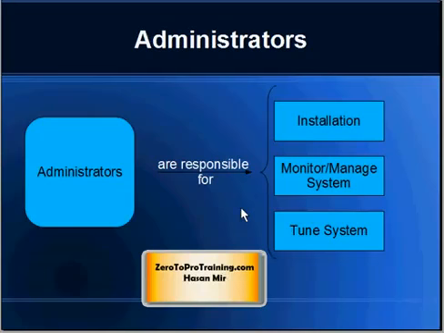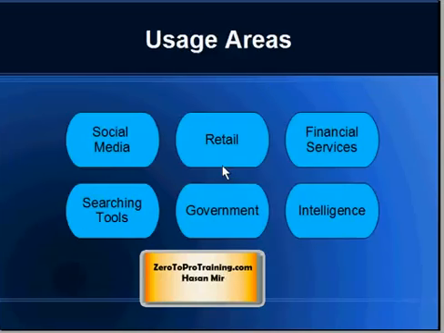Here are some of the areas where Hadoop is being used. In social media, Facebook is the second largest user of Hadoop after Yahoo. Then we have Amazon, for example, a perfect example for retail. Financial services heavily use Hadoop. Search tools: Google was the one behind the Hadoop technology, but it is being used in other search tools as well. And government is a heavy user of Hadoop and related tools, and so is the intelligence agency. So any area where we are dealing with big data is likely to use Hadoop.